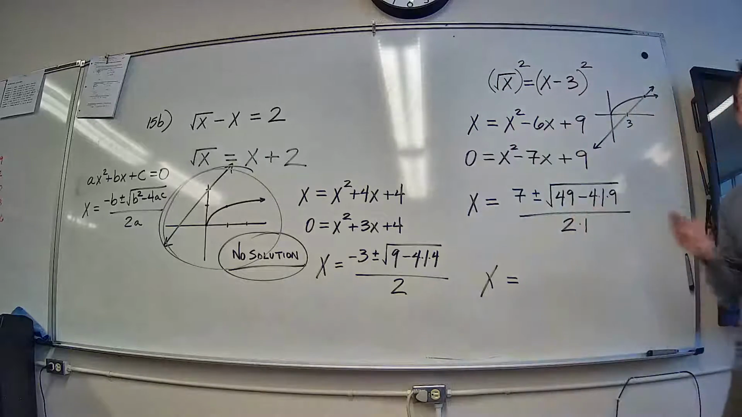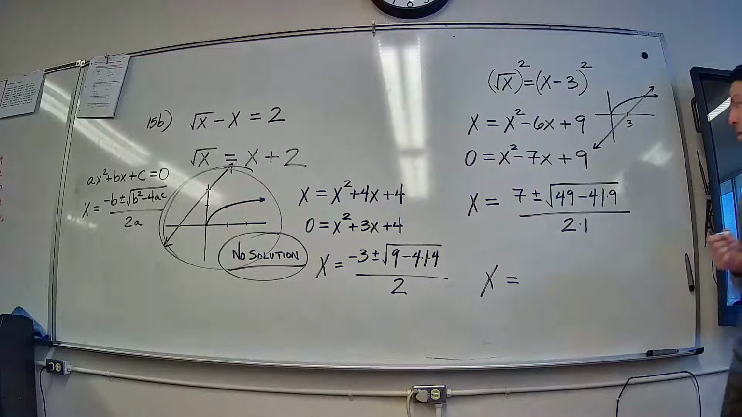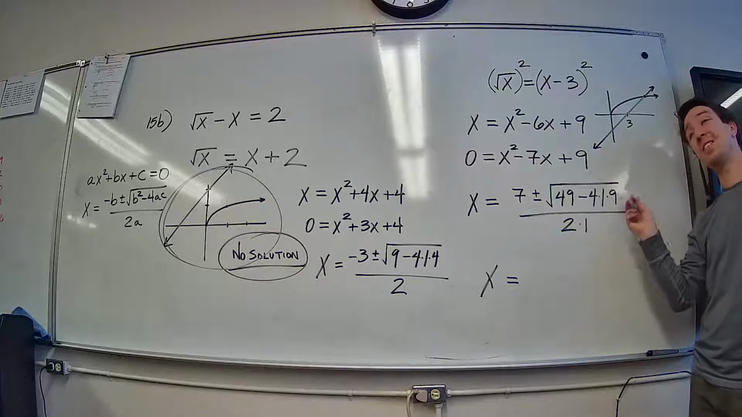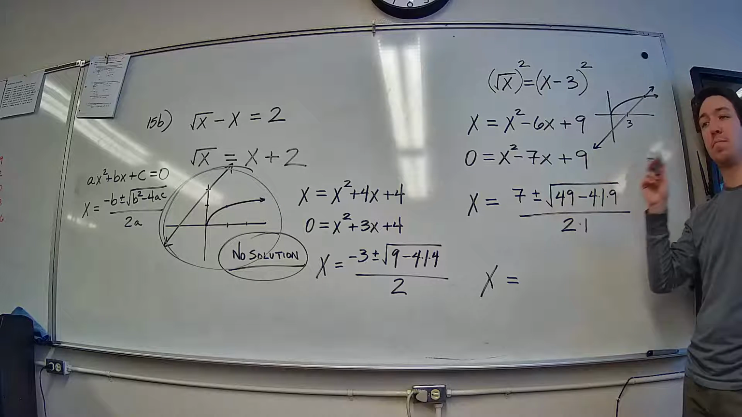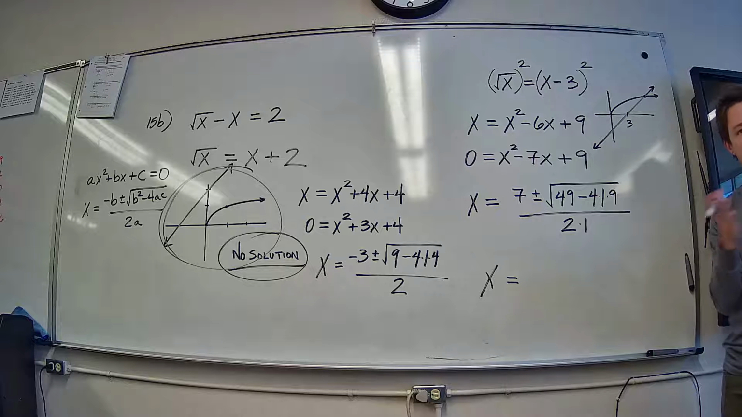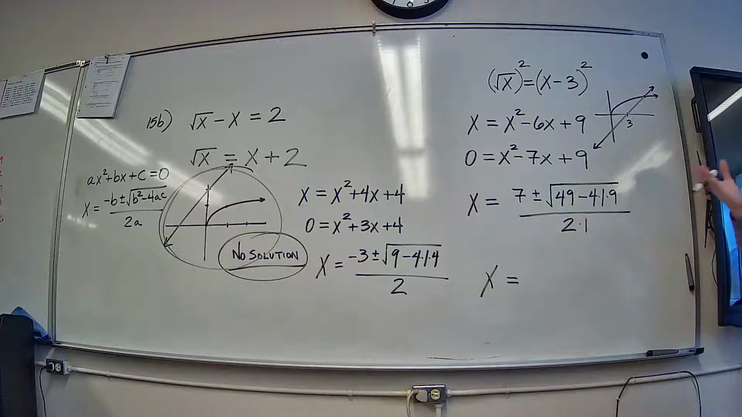So 49 minus 36 is 13. Now the question is, is it 7 minus root 13 over 2 or 7 plus root 13 over 2? It's probably not obvious to most of you immediately that 7 minus root 13 over 2 is less than 3. So you probably have to think about that for a second.